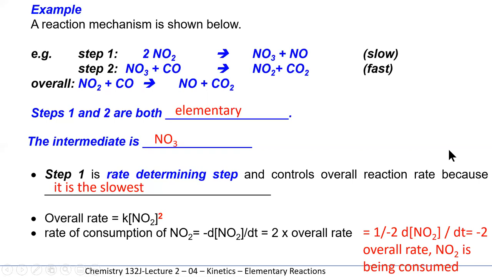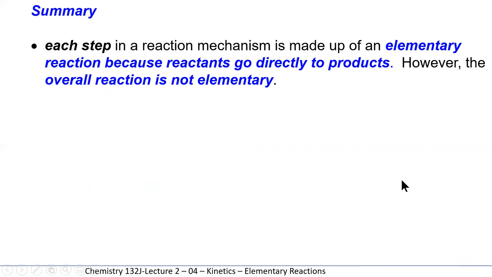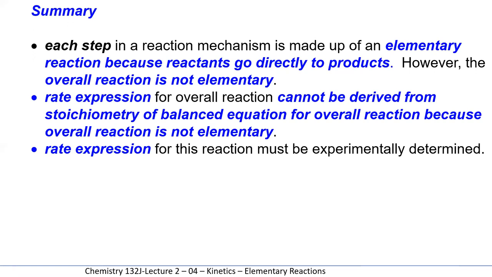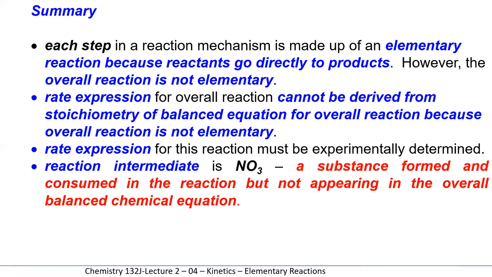Now, in summary, each step in a reaction mechanism is made up of the elementary reaction because reactants go directly to products. However, the overall reaction is not elementary because it doesn't proceed according to the written equation. You cannot derive a rate expression from the overall chemical reaction because the overall chemical reaction does not reveal the elementary steps that could be happening intermediately. So the rate expression has to be determined experimentally, again, using first rates. And a reaction intermediate that could be formed and used up might be very difficult to find. Now, there are techniques I'll discuss later that show how that could happen.